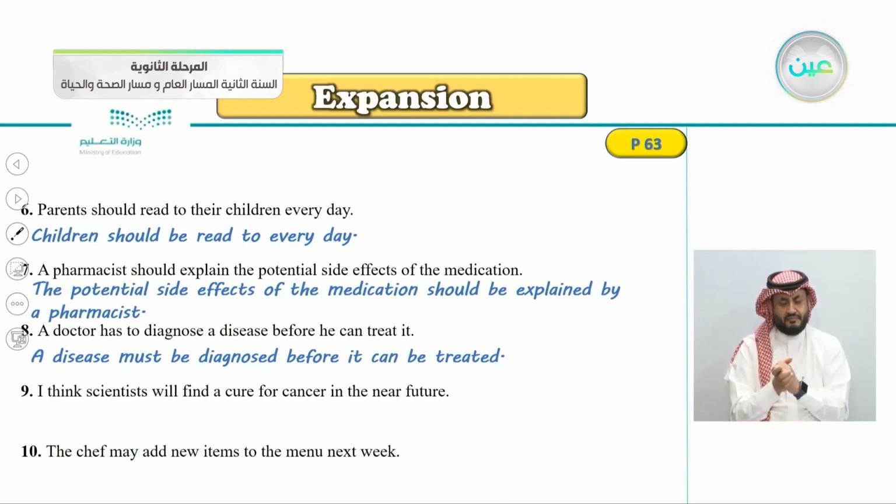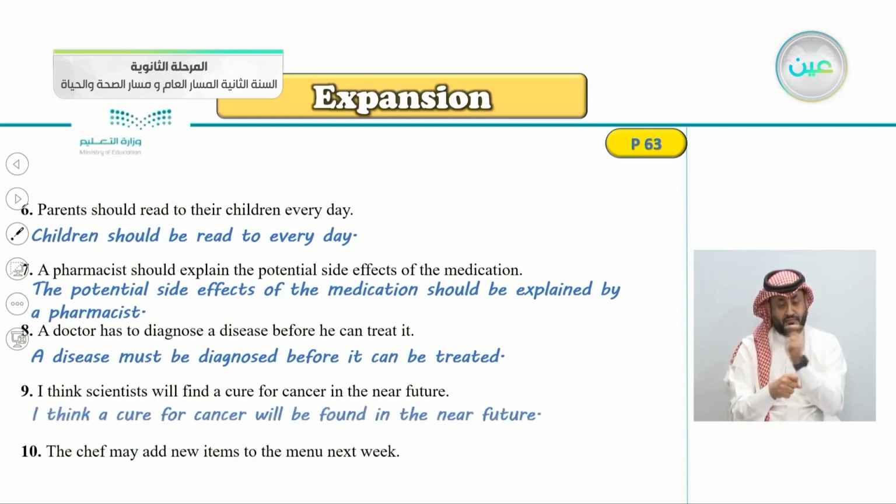Number 9, I think scientists will find a cure for cancer in the near future. So begin with the object, a cure. So I think a cure, so this is the object here, but we began with I think. I think a cure for cancer will be found. So because this is the auxiliary verb here, will be found in the near future.